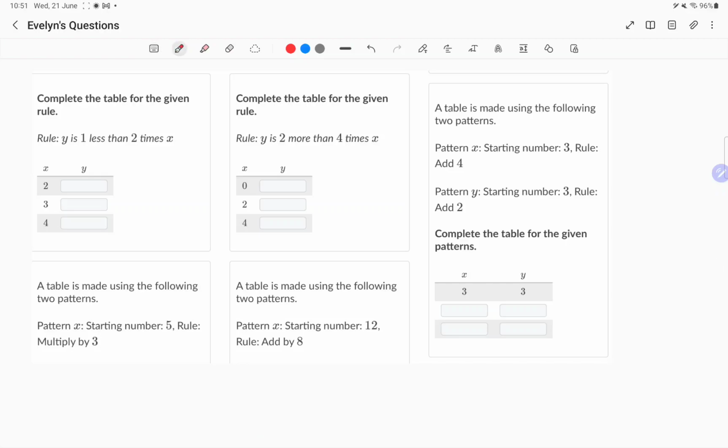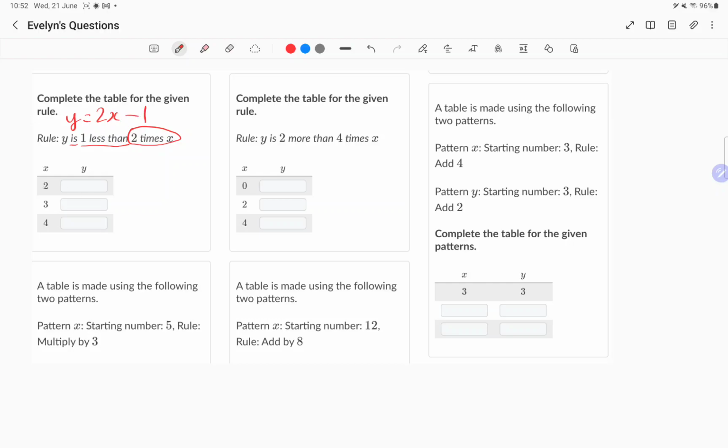Next are these types of questions. Complete the table for the given rule. So let me show some examples. When you read this statement, Y is just means equal, and then 1 less than 2 times X. So it's 2 times X and then 1 less than that.